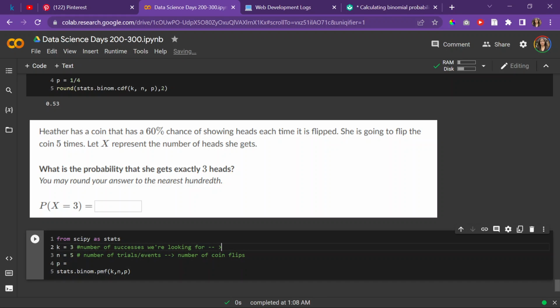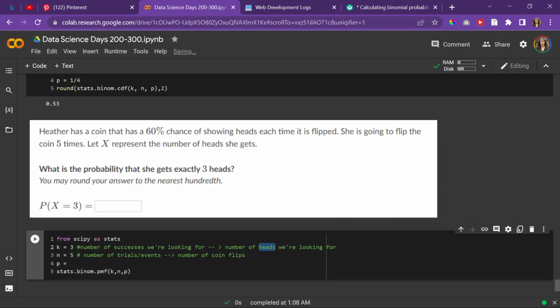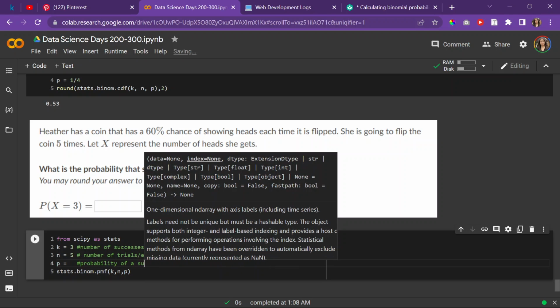Let me do this. So this is the number of heads we're looking for. So usually you know what context it is, because usually heads would be a success, but you know it's a success if it gives you the probability or the chance of getting that thing, or getting that outcome. So that's how you know it's a success, because we're always looking here. The P is always just the probability of a success.